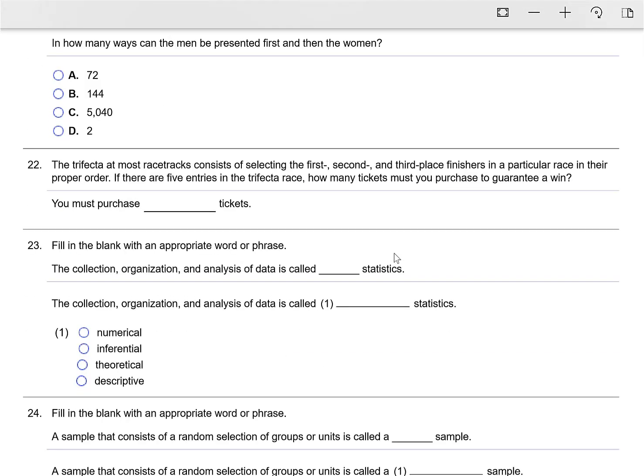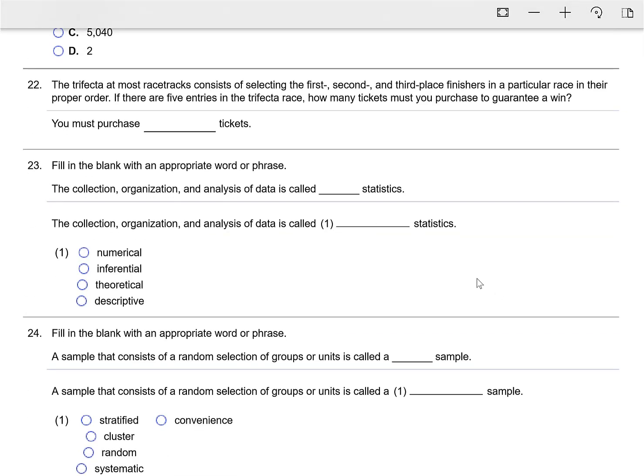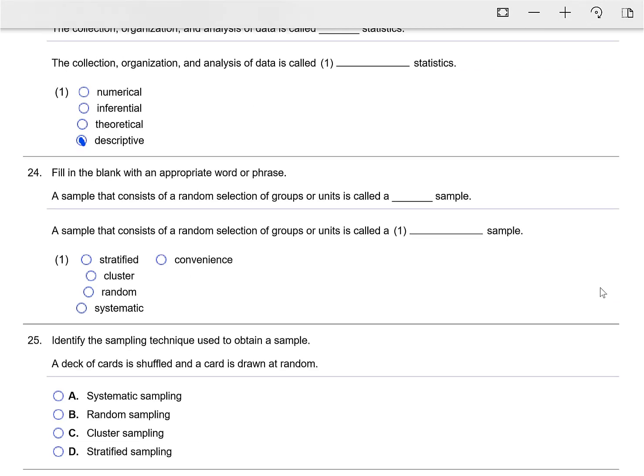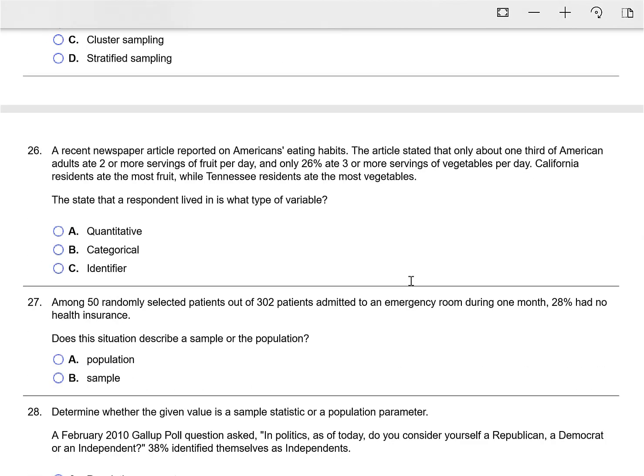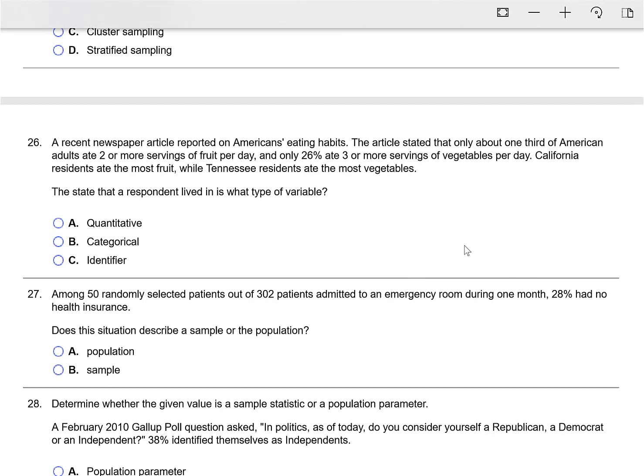Down here. The collection, organization, and analysis of data is called what kind of statistics? And that's called descriptive statistics. A sample that consists of a random selection of groups or units is called, and that's a cluster sample. A deck of cards is shuffled, identify the sampling technique, and a card is drawn at random. That's simply random sampling.